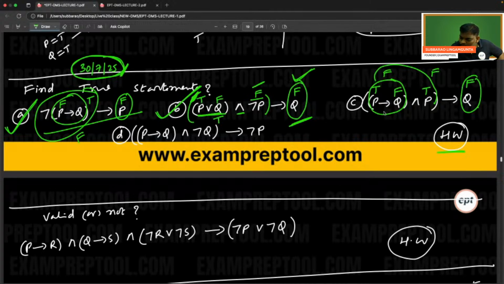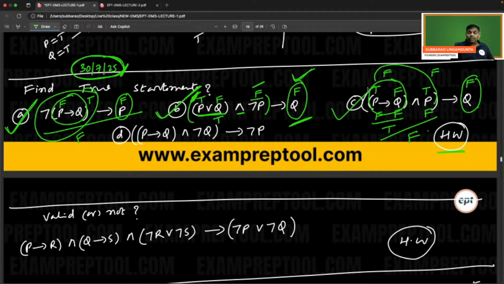Some people are asking, what about P is false, sir? If at all P false, false will go to true. Right? True and false, it will become false. So I think that is also proved. C also true.